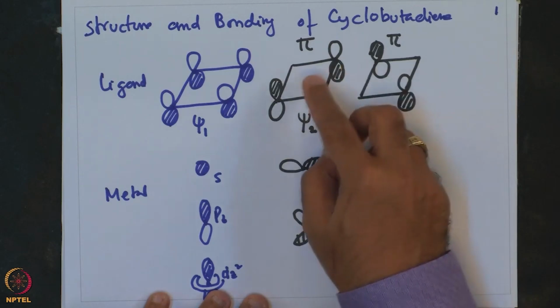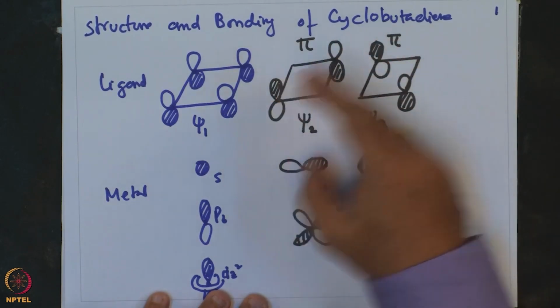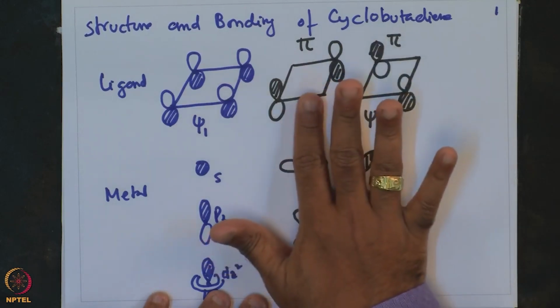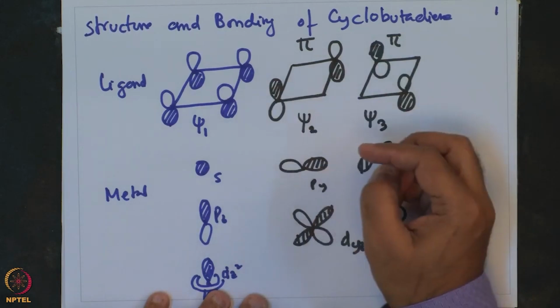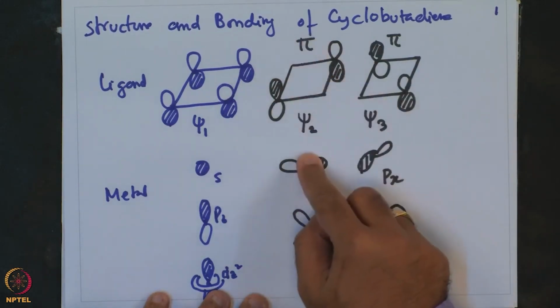So, between the nuclear distance of the interacting atoms, there would be no residual electron density, but it will be above and below the plane containing the interacting internuclear axis. So, this interaction is a pi type.